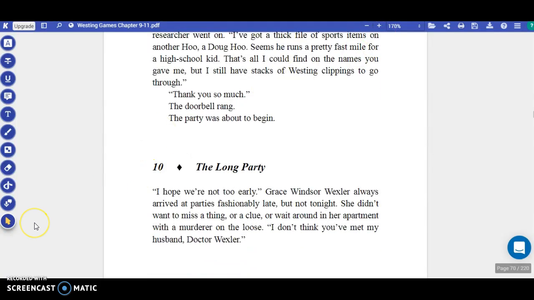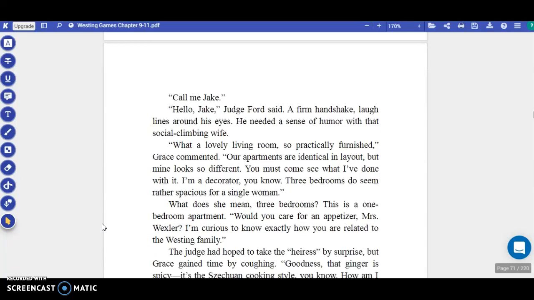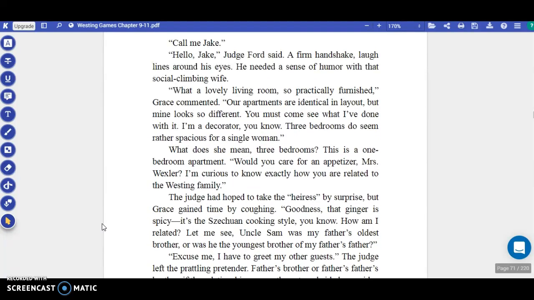All right, chapter 10, The Long Party. I hope we're not too early. Grace Windsor Wexler always arrived at parties fashionably late, but not tonight. She didn't want to miss a thing, or a clue, or wait around in her apartment with a murderer on the loose. I don't think you've met my husband, Dr. Wexler. Call me Jake. Hello, Jake, Judge Ford said. A firm handshake, laugh lines around his eyes. He needed a sense of humor with that social climbing wife.